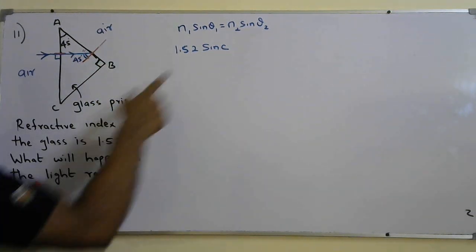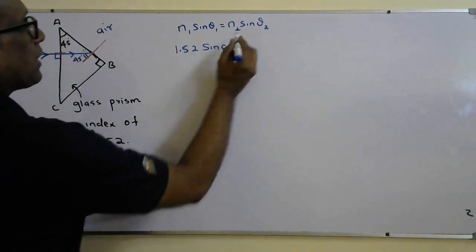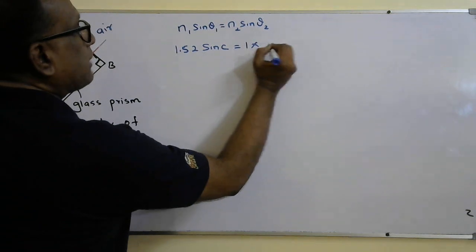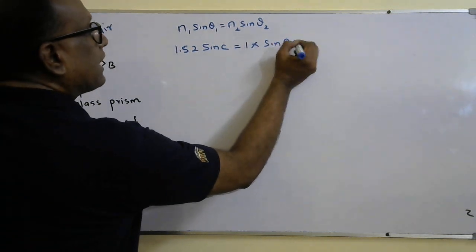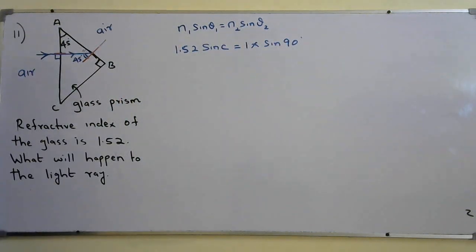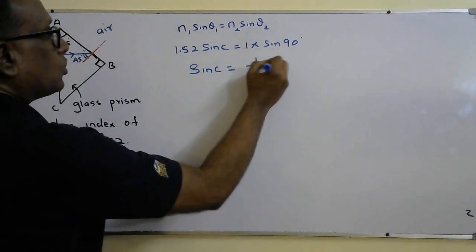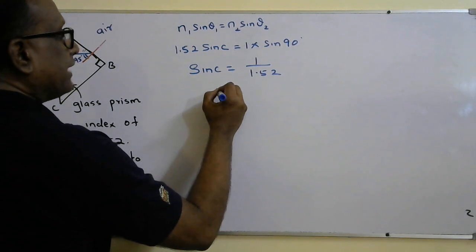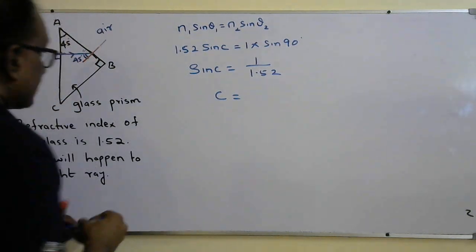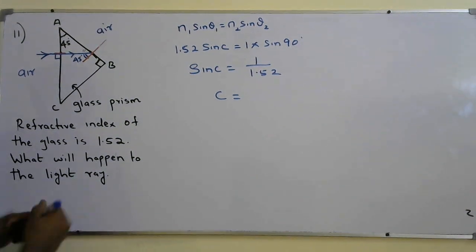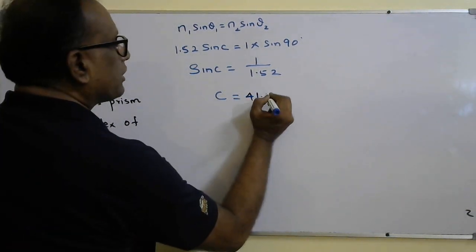So 1.52 sine C is equal to N2, the refractive index of air, which is 1, times sine 90, theta 2 being 90. I'm going to find the critical angle inside the glass. So sine C is equal to 1 over 1.52 to find the critical angle for this glass air boundary. So that is 41.1 degree.